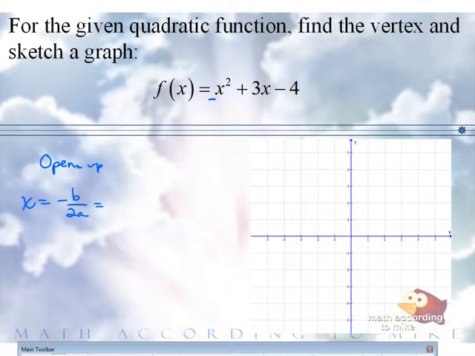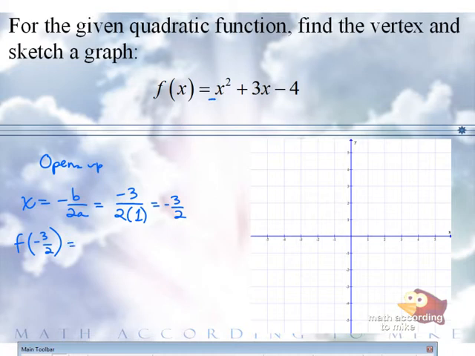What is our b here? 3, so we'll have negative 3 over 2 times, what's our a? 1. So negative 3 over 2 times 1 is negative 3 halves, or if you want to use negative 1.5, that's fine as well, because it's a terminating decimal. So how do we find the y coordinate of the vertex? There you go. Plug the x coordinate into the function.